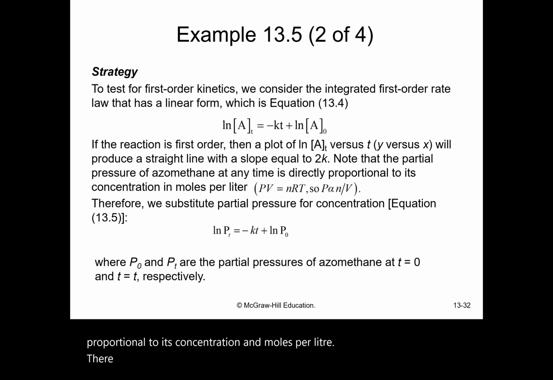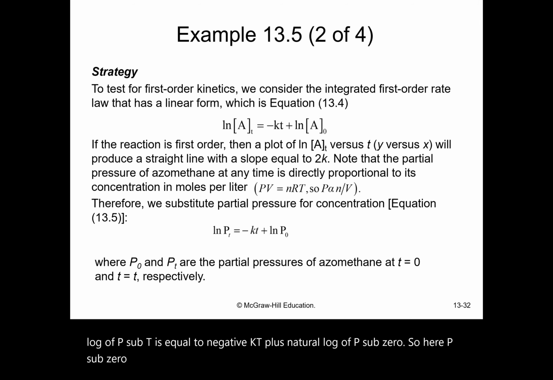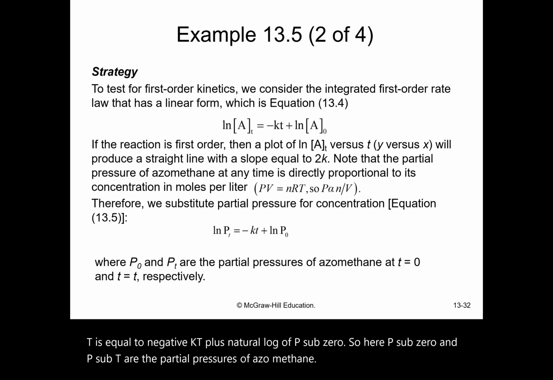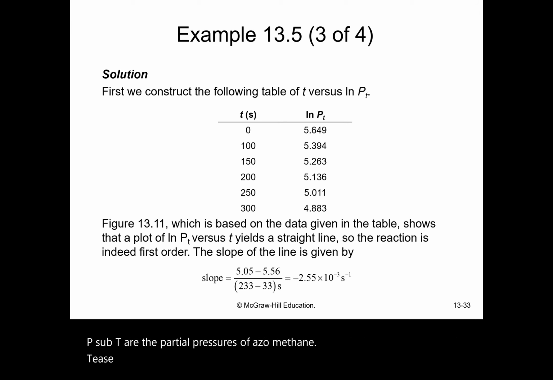Therefore, we substitute partial pressure for concentration, and we get natural log of P sub t is equal to negative kt plus natural log of P sub 0. So here, P sub 0 and P sub t are the partial pressures of azomethane at t equals 0 and at t equals any time. So we first construct the following table of t versus ln P sub t.